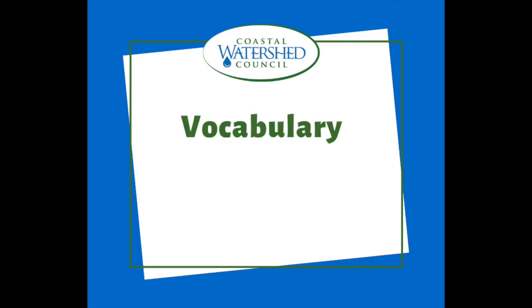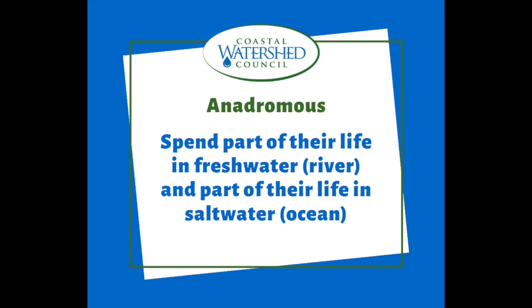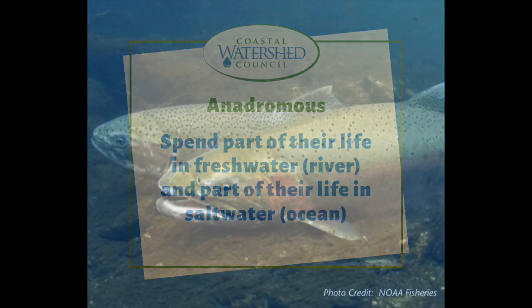And we'll also do a little bit of vocabulary review for 2 words. The first word is anadromous. Okay, say that with me. Anadromous. So anadromous means an animal that spends part of their life in freshwater, like a river, and part of their life in saltwater, like the ocean.